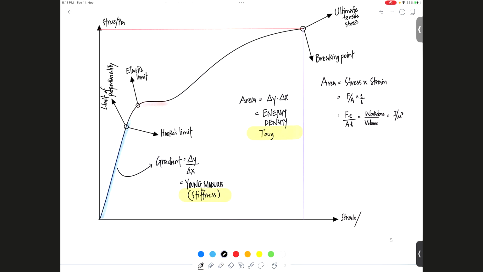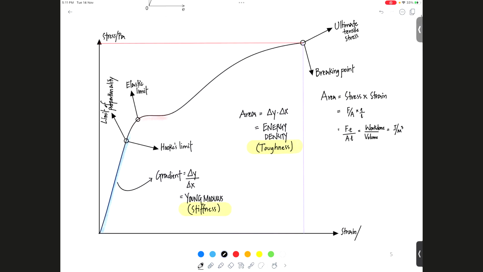Toughness. And what's toughness? I'll give a definition list for it now. And what does UTS help to compare? Strength, right?